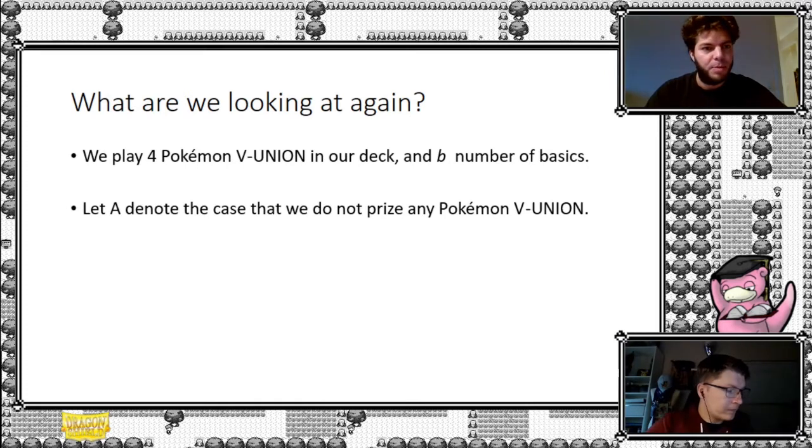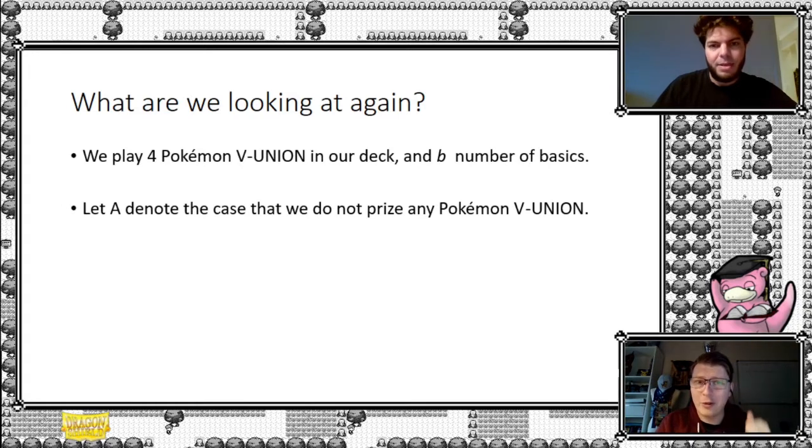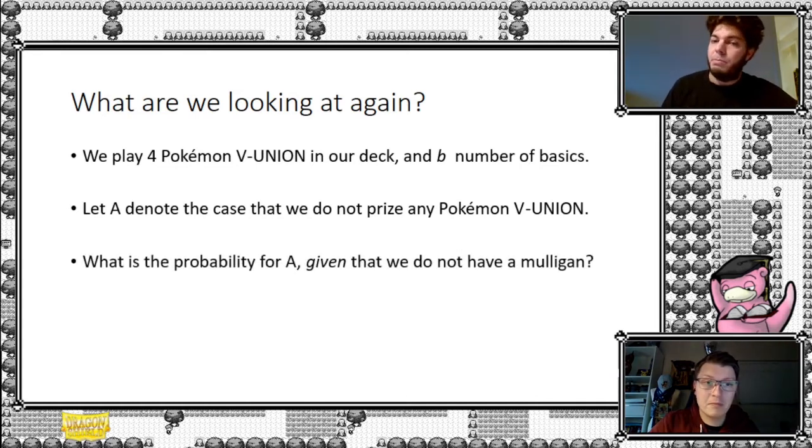Not to be confused with the result from the earlier video, which was the probability of pricing at least one. That is true. These two probabilities add up to 100%, so it's just the opposite probability we're looking at. So what you mean is we're basically doing 1 minus whatever I found in my previous episode will give us what we have here today. Perfect. So we want to find the probability of not pricing any V-UNION Pokemon, given that we do not have a mulligan.